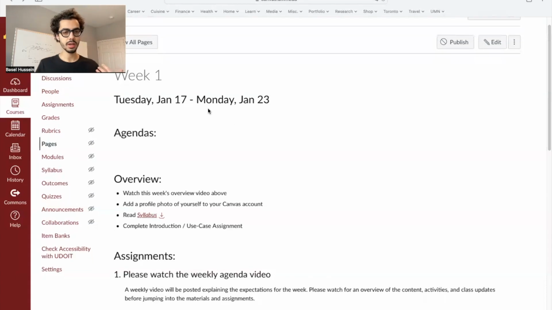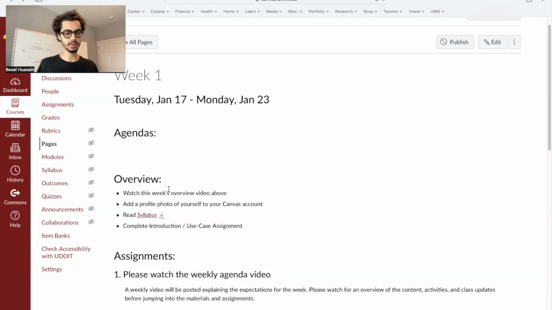The first thing is we'll be using Canvas for the semester in terms of organizing course content and communicating. Assignments will be posted here. You'll upload assignments to Canvas, and basically it's a hub to keep everything organized.